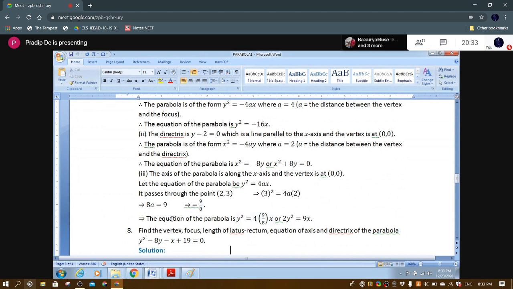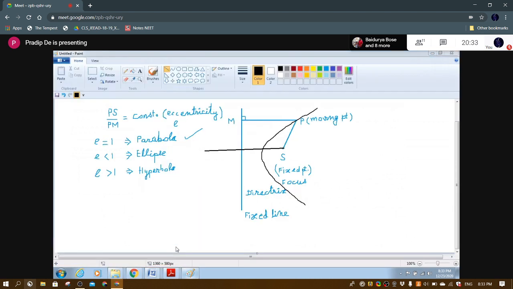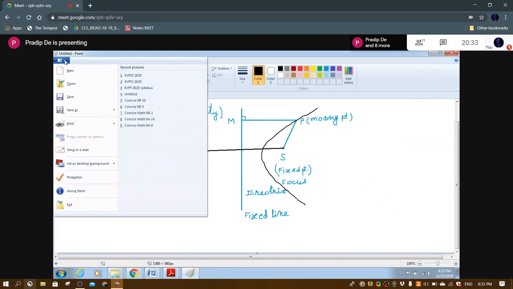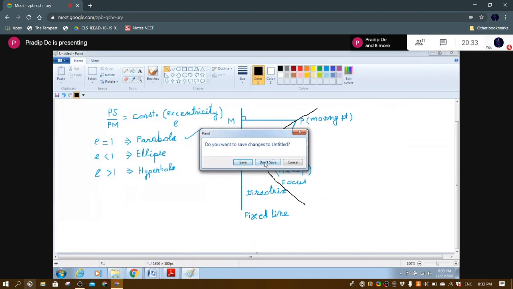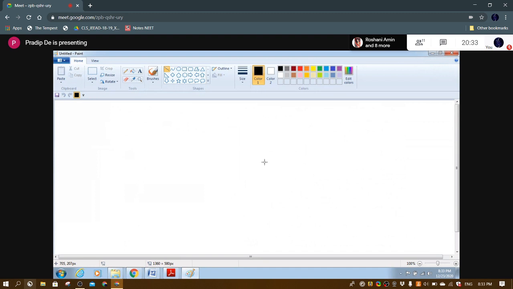So I hope you have copied the question. Now look at this. Now the vertex is no longer at the origin. Vertex is elsewhere. Y-axis, x-axis. But the parabola is somewhere else.